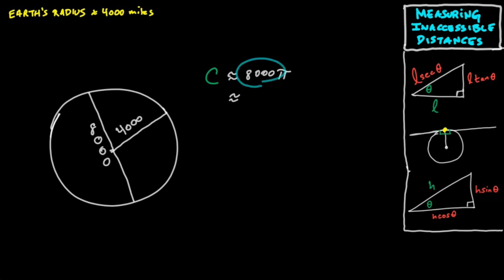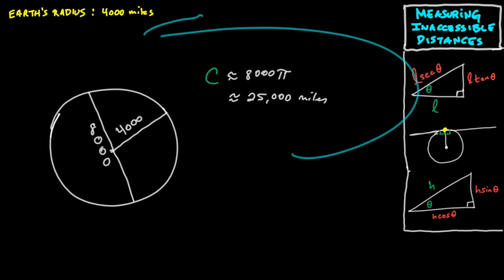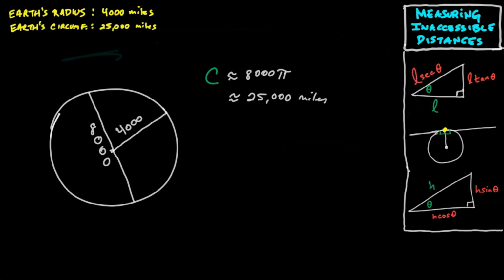3 copies of 8,000 is 24,000. 0.14 is a little bit bigger than an eighth, so an eighth of a copy of 8,000 would give us another 1,000. So this is going to be in the neighborhood of 25,000 miles. So maybe I will record this too in our running tally of interesting facts.